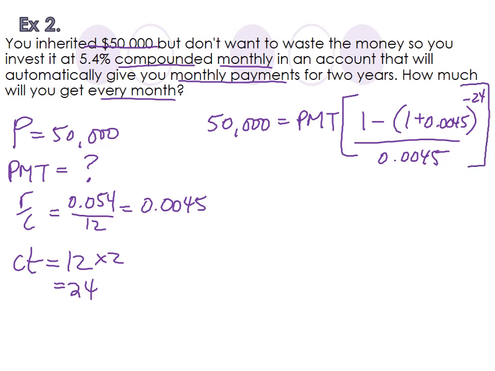Just like yesterday, when you're looking for the payment, you can figure out what everything inside that square bracket is. Don't clear that number from your calculator, and then divide 50,000 by that number to figure out what your payments are. So let's take a second now, figure out how to use your calculator, and see if you get the same answer as me.